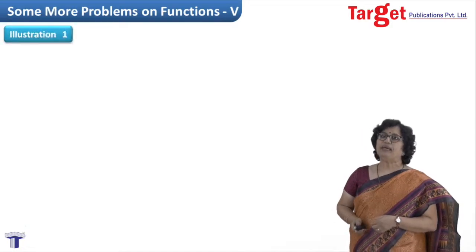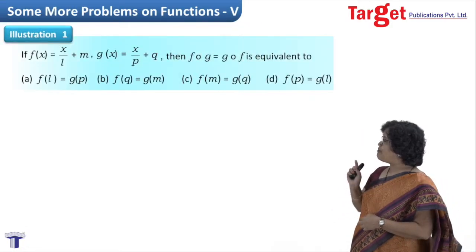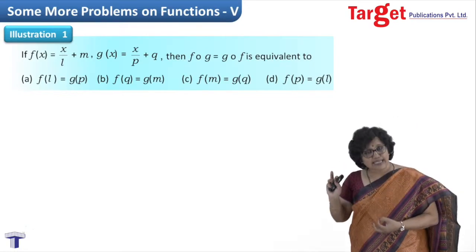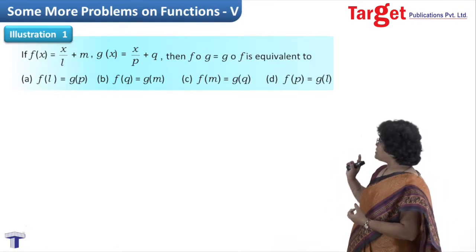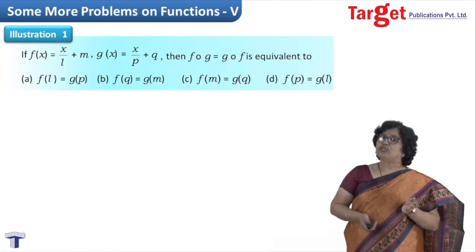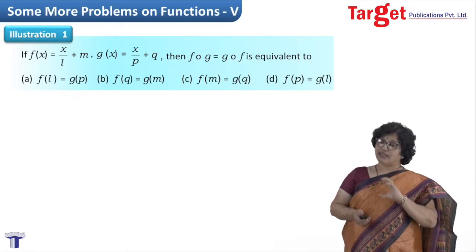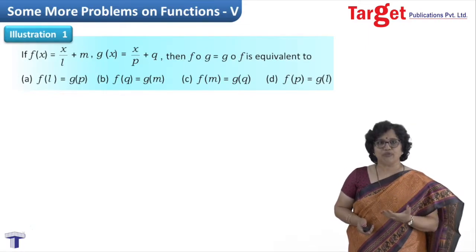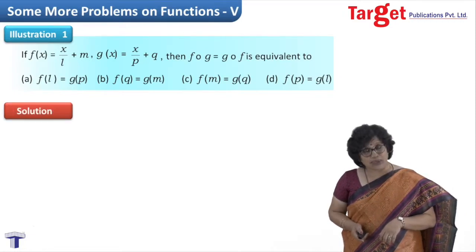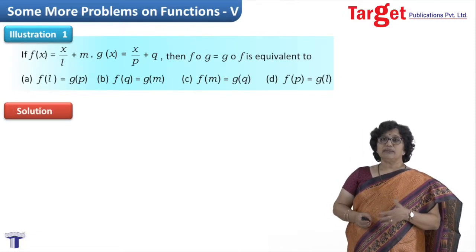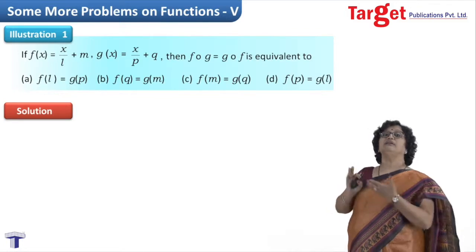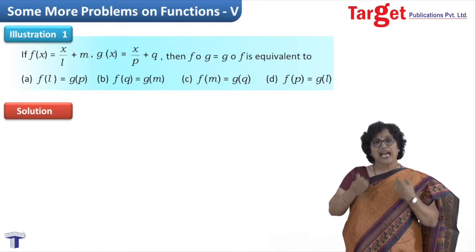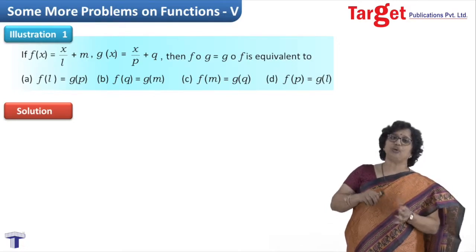So let us start. The question is, functions f and g are given as shown there. f(x) equals x upon l plus m and g(x) equals x upon p plus q, and fog equals gof. This is given to me, and I have to say what is the equivalent statement for fog equal to gof. When you read the question, what comes to your mind? That when f(x) and g(x) are given, it is easy for me to write fog on x and gof on x.